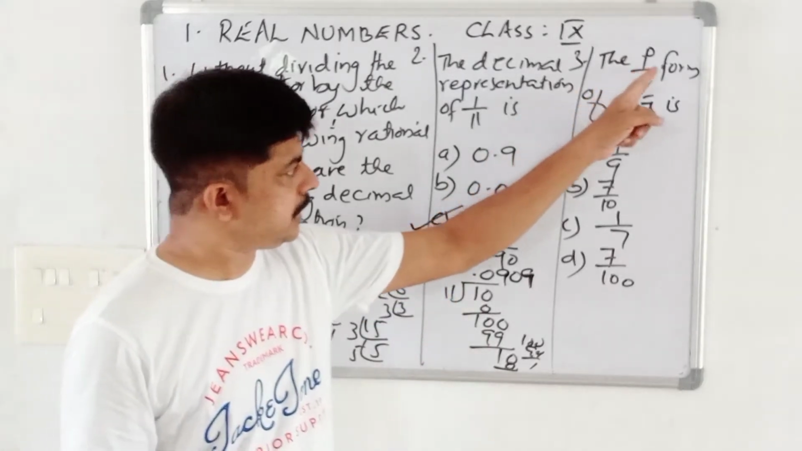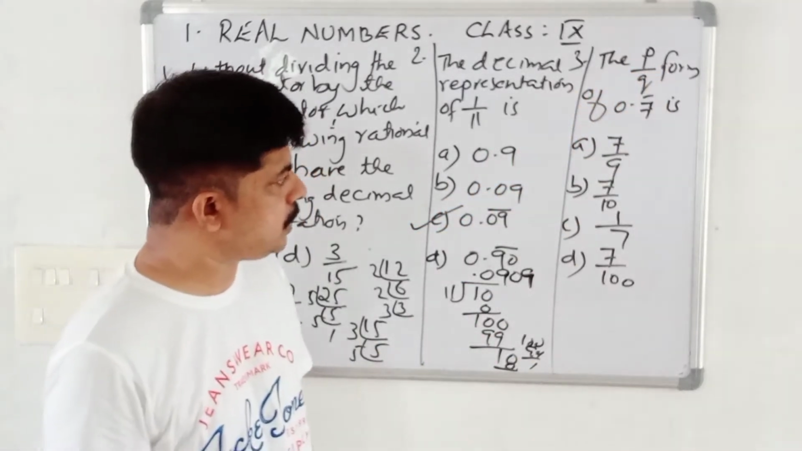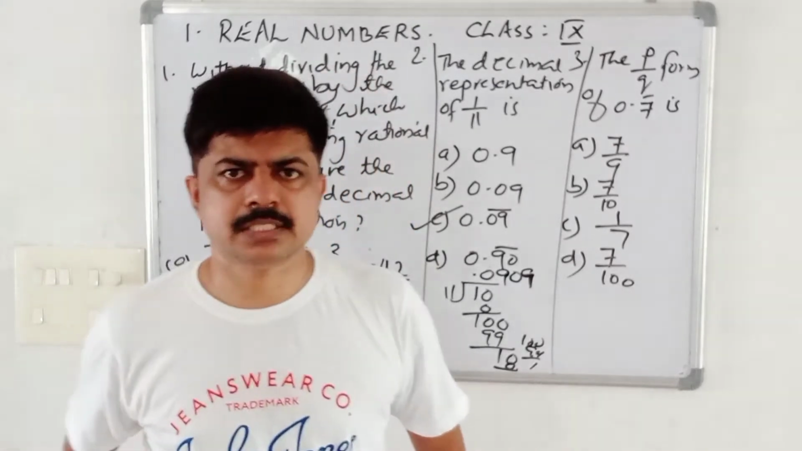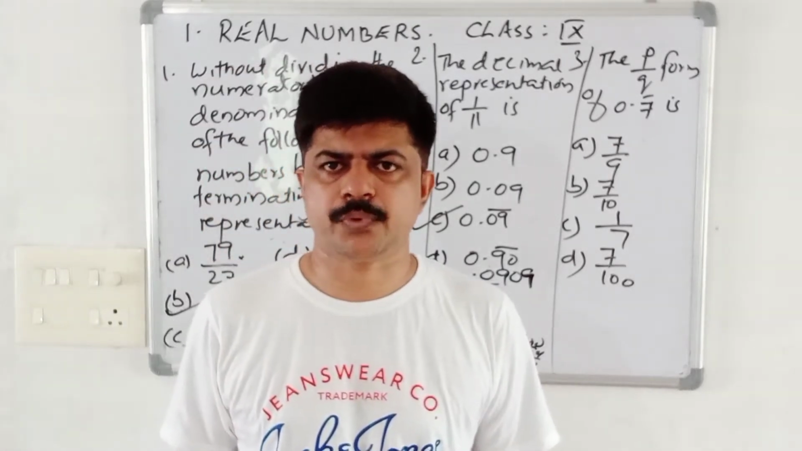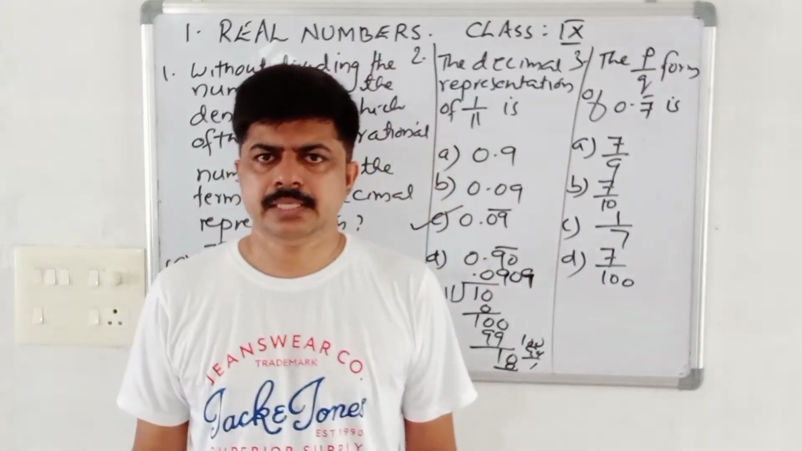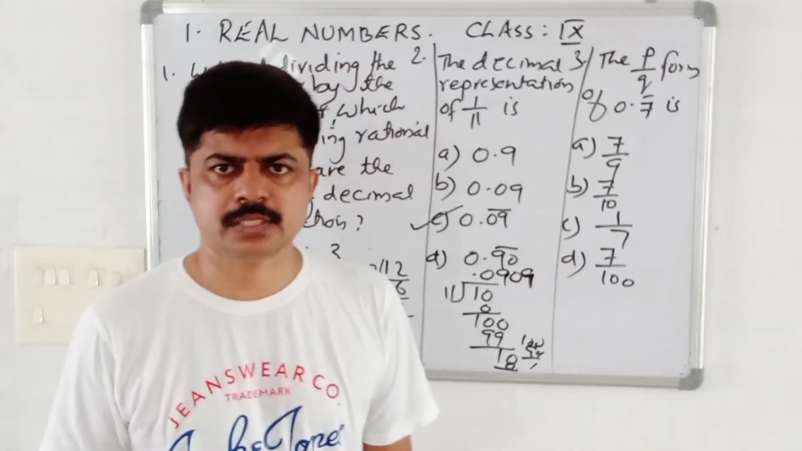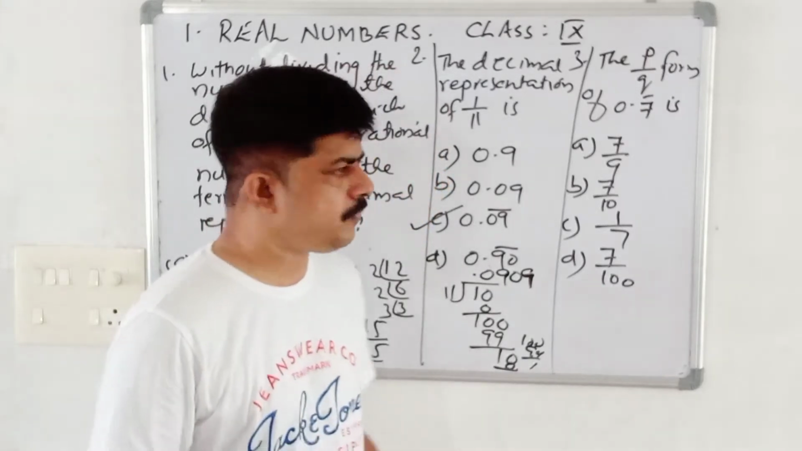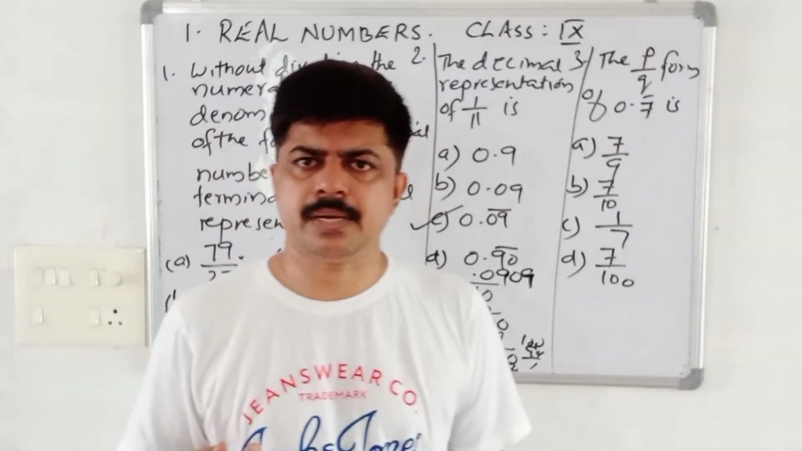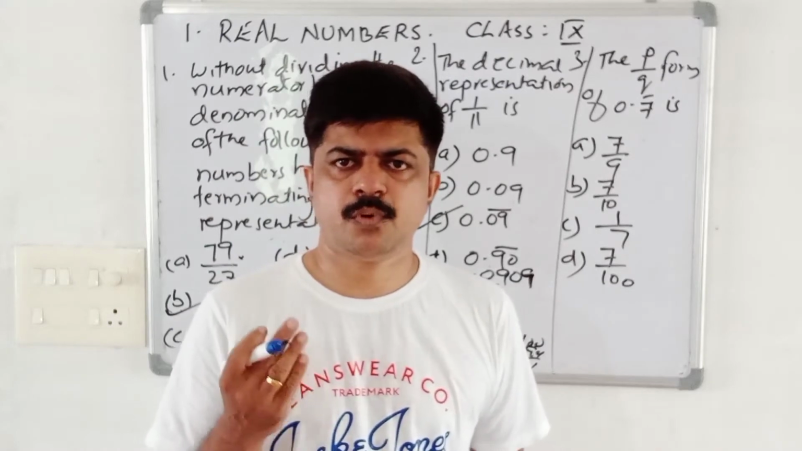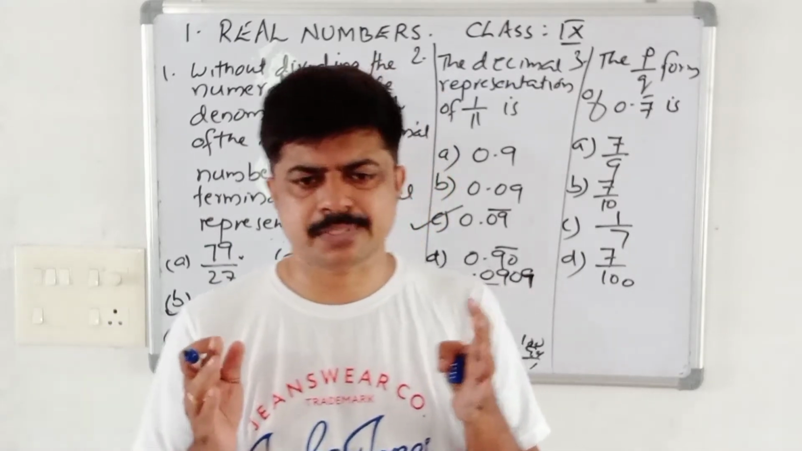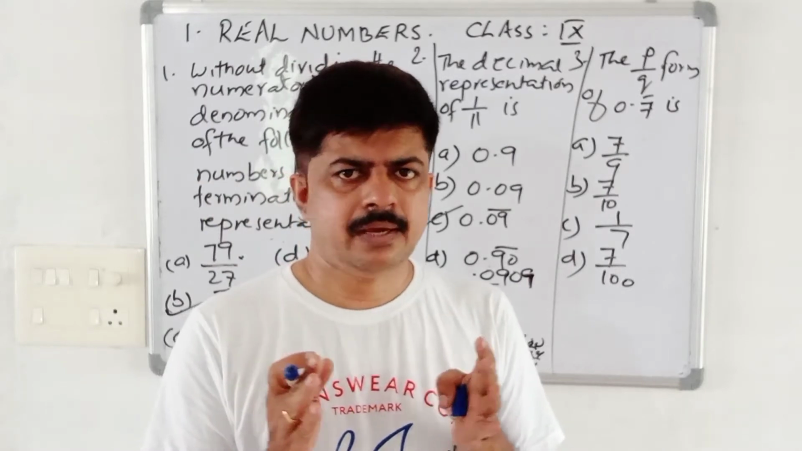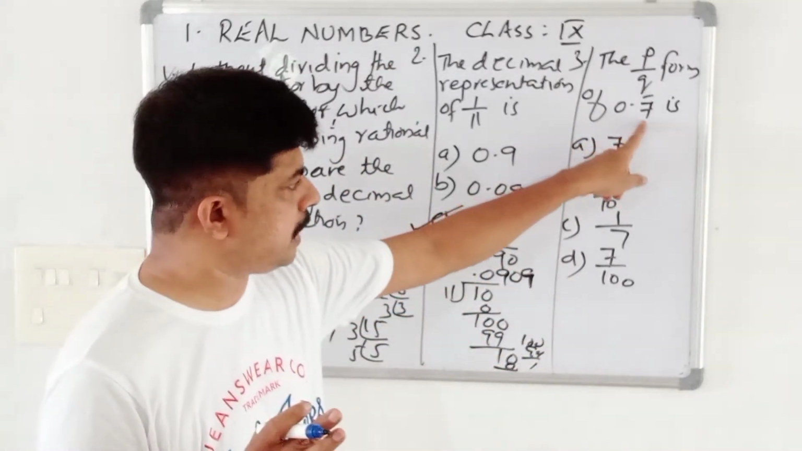Now we have a third question. The P by Q form of 0.7 bar. P by Q form. That means you know that all the rational numbers can be written in the form P by Q. For example, 4 is a rational number. It can be expressed as 4 by 1. 0.5 is a rational number, because it can be expressed in the form P by Q. How will 0.5 be expressed in the form P by Q? 5 by 10.